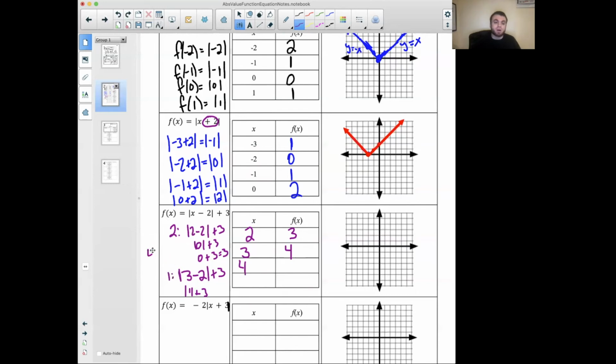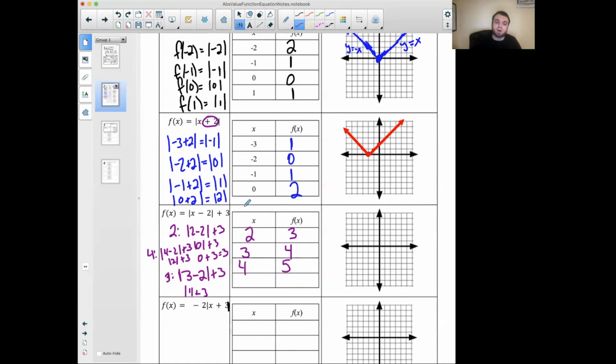If I do 4, I'll do that off to the side. I get 4 minus 2 in the bars plus 3. 4 minus 2 is 2. So it's the absolute value of 2 plus 3. The absolute value of 2 is 2. 2 plus 3 is going to give me 5. Last but not least, I'm sorry, that was not 1. My apologies. That was 3. That gave me 1. Last but not least, I am going to try 1.